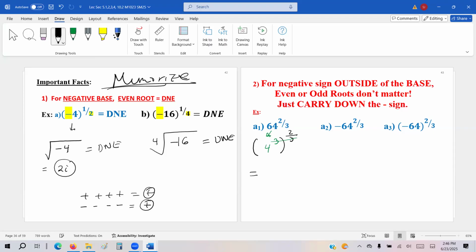So what is left then? 4 from the bottom and 2 from the power. So what do you get? 4 squared means 16. So see, they gave us something so hard looking, but it came down to the simple number 16. Any questions so far? No questions?